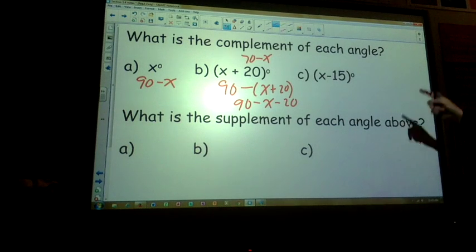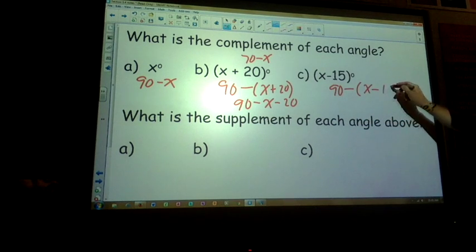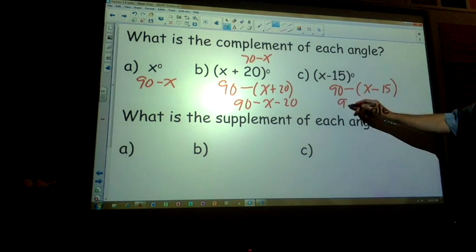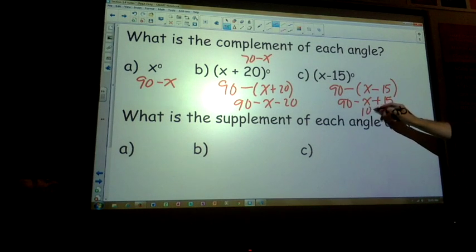Can I do the same thing with letter C? Okay, so 90 minus, where do you think the error takes place on this type of problem? That negative over the parentheses. Yep. It's so forgotten. You have the thought process, but you're not showing it. So make sure you understand the math that's taking place. So then that's 105 minus x, if we worked it out.